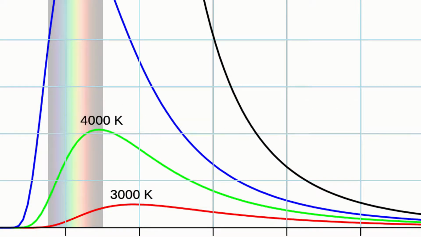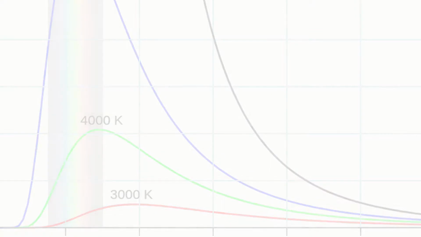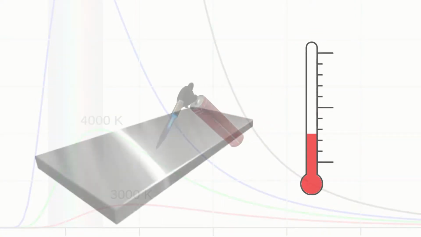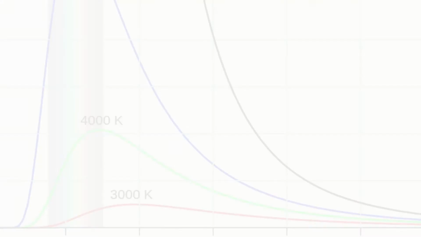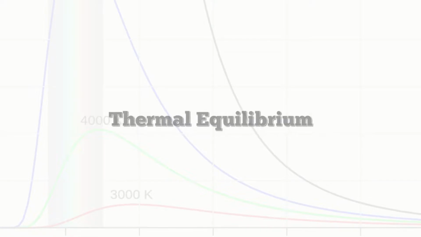Well, in order to talk about blackbody radiation, we first need to talk about thermodynamics. Now, if I was to heat up a piece of metal, and then stop heating it up, it will slowly begin to cool back down. This is because nature doesn't like things to be unbalanced. So its temperature will slowly begin to equalize with the room. When it reaches this point of equalization, it is said to be in thermal equilibrium.